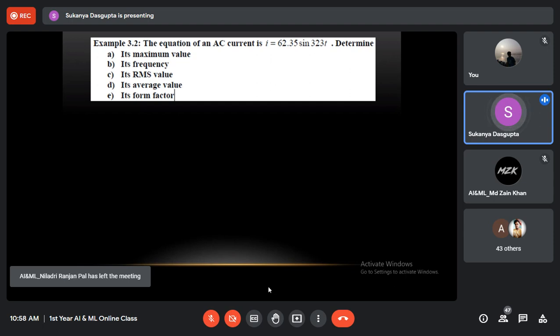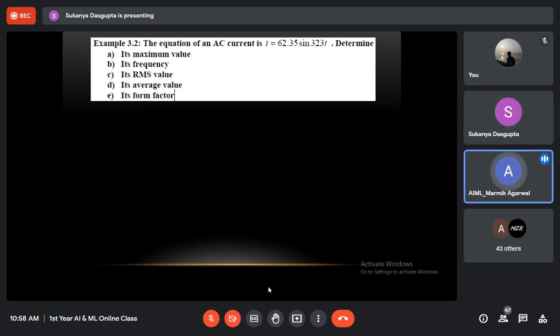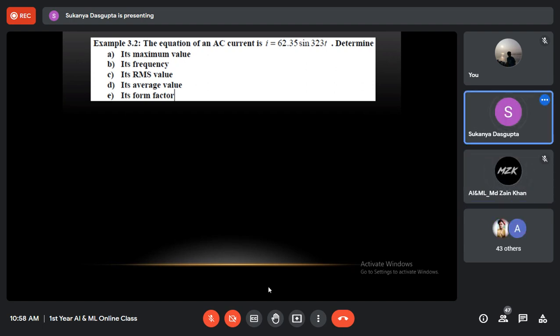What is the value of frequency here? 323 by 2 pi hertz. Yes. What is the RMS value? 62.35 by root 2, ampere. Its average value? 0.637 into 62.35 ampere. Average value is 0.637 into peak current.